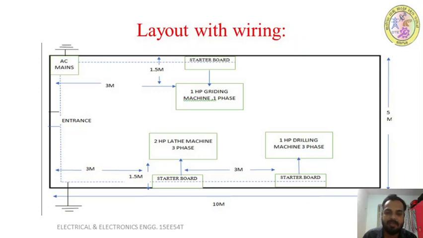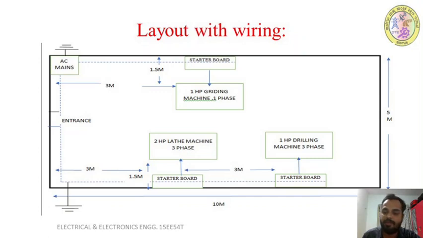Then after that, I will draw the AC mains. The AC mains are to be placed near the entrance. The entrance is to be marked, and near the entrance we mark the AC mains. Next we have to see the problem: how many machines are given? There are 3 machines. First, the 2 HP lathe machine, that is 3 phase.